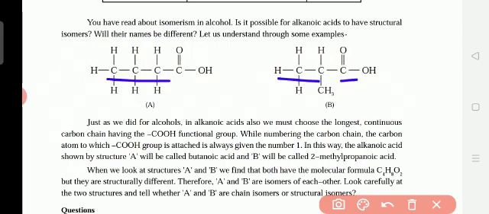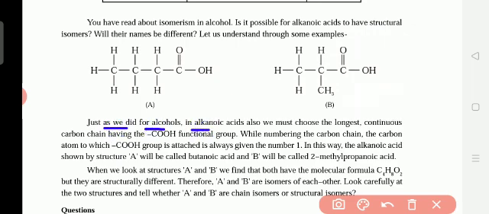Yes, structure is different. Chain isomers means how many carbons are there? Here also that many carbons will be there, but the group position will be changing. But here COOH group will not change, always will be at the end only. That is why here chain isomers are not possible, only the structural isomers are possible. Okay, just as we did for alcohols.